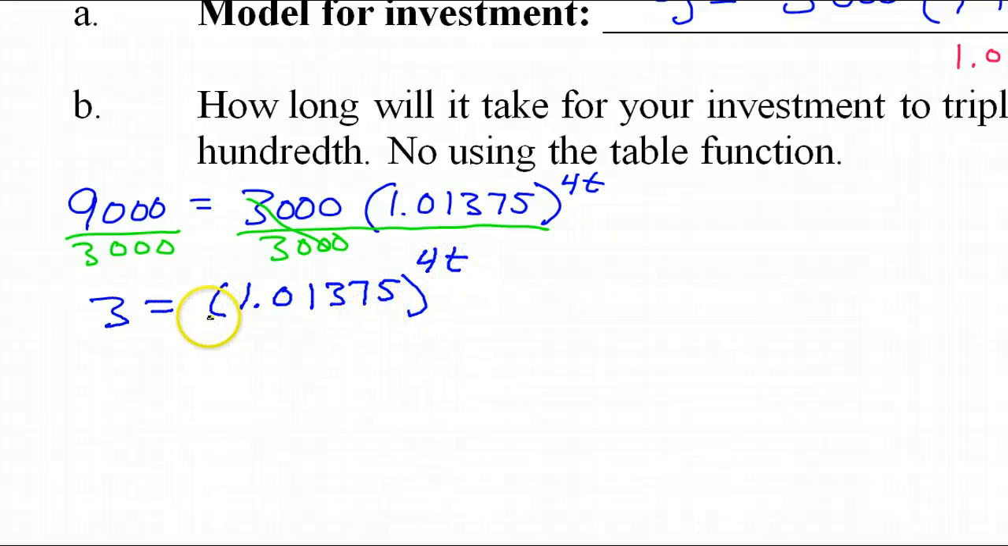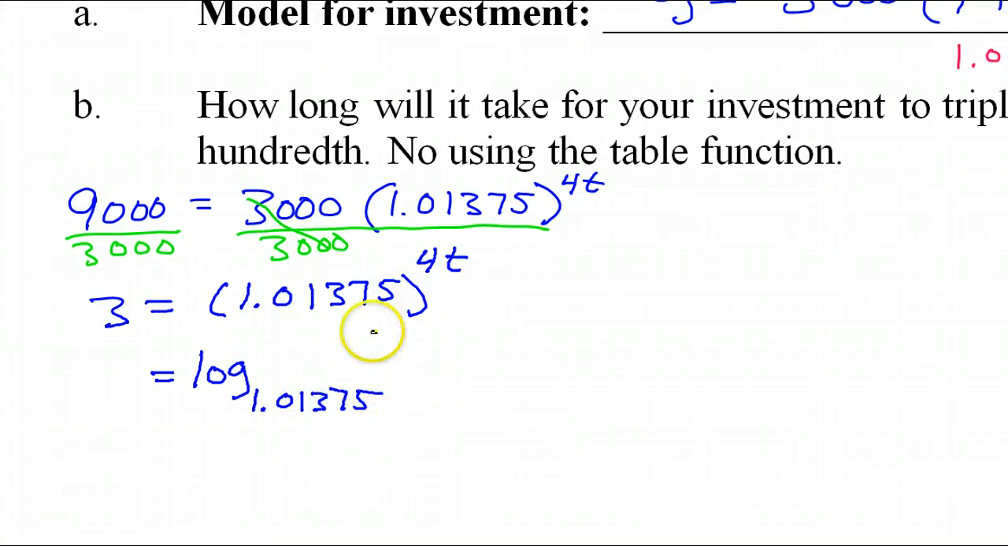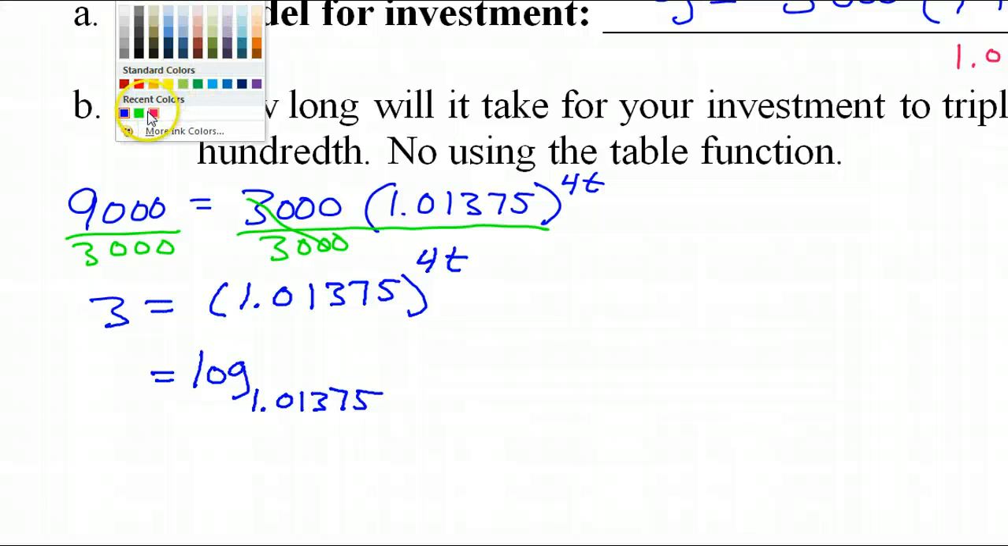Now some kids want to think they can divide by this decimal or something to get t by itself. You can't divide to get rid of a base. What you need to do is rewrite this in log form. That's why it's in this logarithm unit that we've been working on. So in log form, to switch, you always start with a base. So we'll have log base, the base goes here, log base 1.01375. Now the rest of it is going to trade sides.